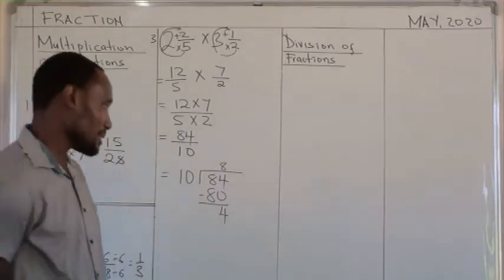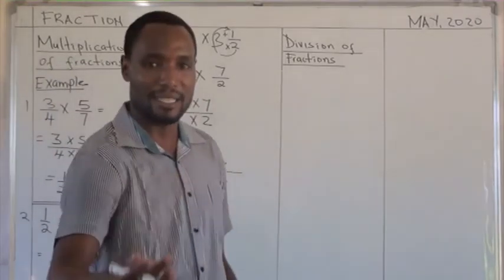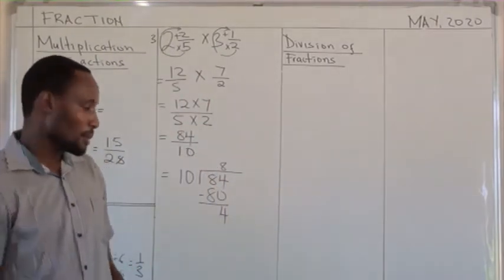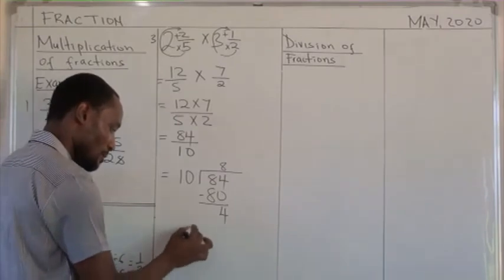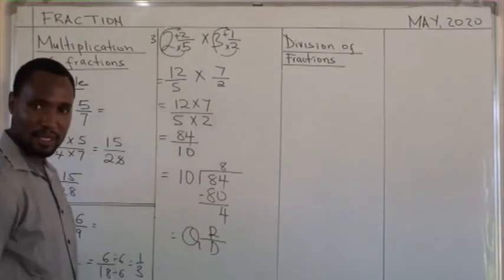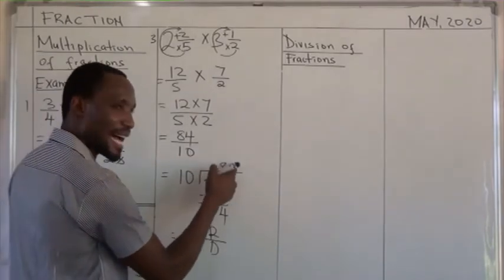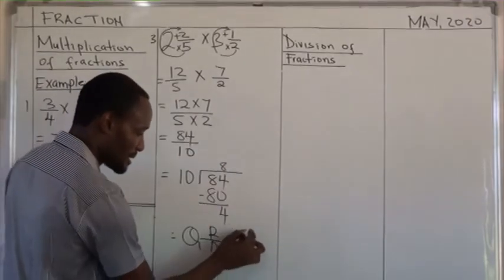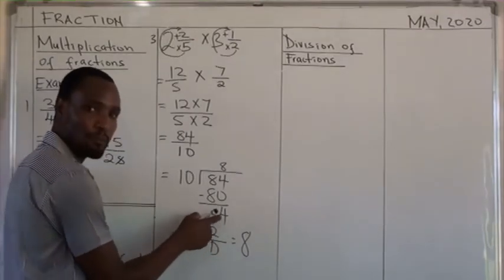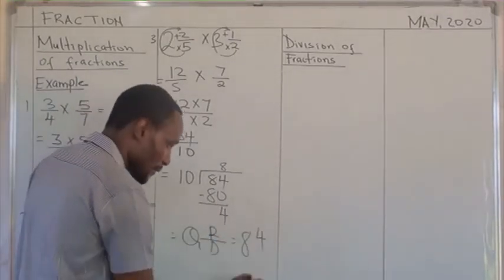Now ask yourself, what is our dividend? What is our quotient? And what is our remainder? Because our answer should be our quotient, remainder over divisor. Now, our quotient is the answer you got here. This is 8. Our remainder is here. What remained? And that is 4.